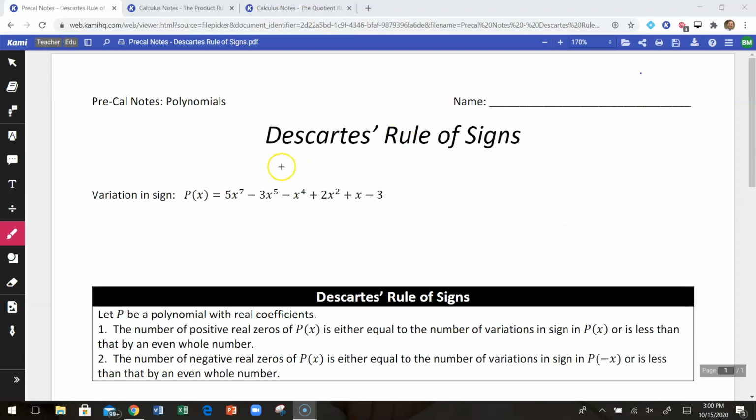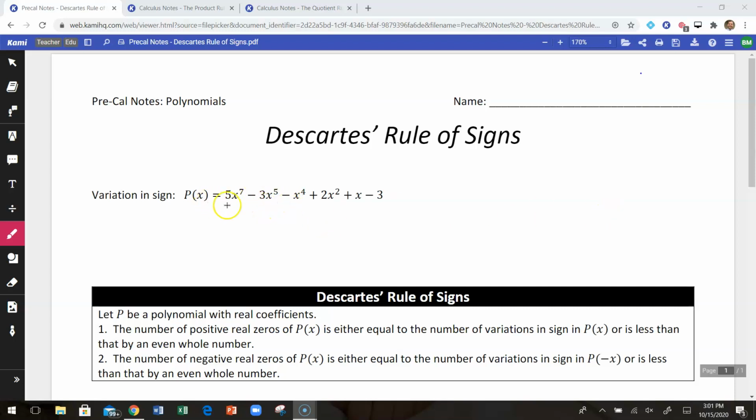In this video I want to discuss something called Descartes' rule of signs. In order to talk about that, we need to talk about what variation in sign means. So if you look at a polynomial, a variation in sign simply means that one term is possibly positive and the very next term is negative, or vice versa. We've got a negative term and the next term would be positive.